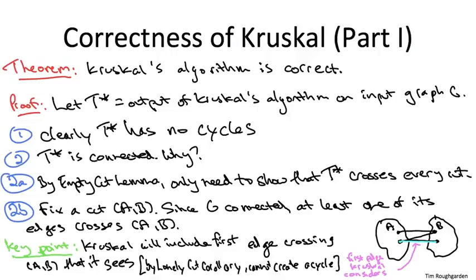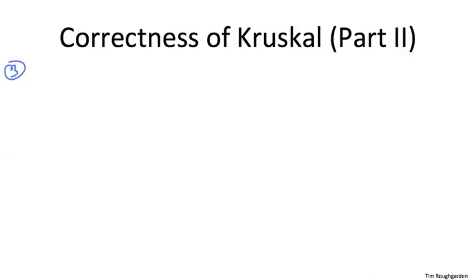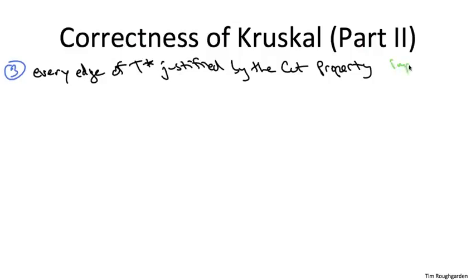Now we have to move on and argue that it's actually a minimum cost spanning tree. We're going to argue this in the same way as we did for Prim's algorithm. We're going to argue that every edge ever selected by Kruskal's algorithm is justified by the cut property, satisfies the hypotheses of the cut property.